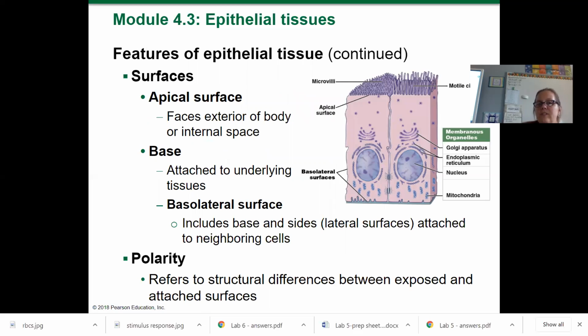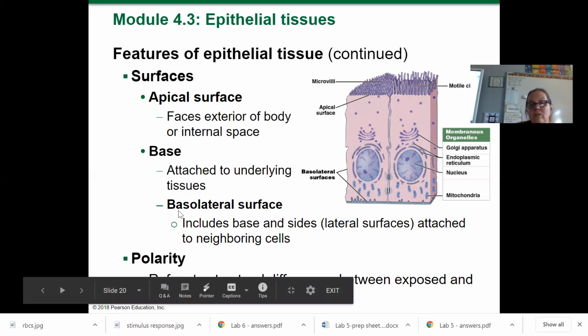Okay, your basic surface of the different types of epithelial tissue, you have an apical surface, apical like the apex or top. That's going to be the part that faces the external body or the internal space. So that's kind of like the outside. And then you have a basal layer, a base, which attaches to the underlying tissue. So a lot of these epithelial are connected to connective tissue or maybe to muscle. The basolateral surface is the base and the sides here. So you can see the base and the sides.